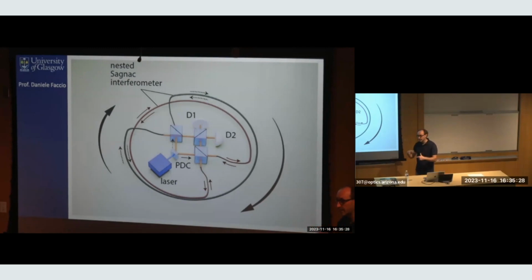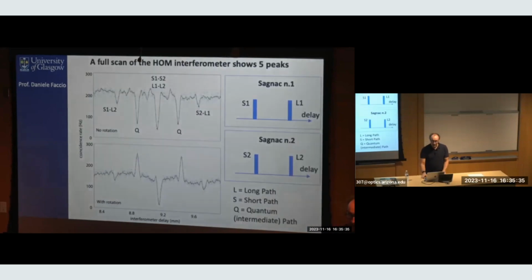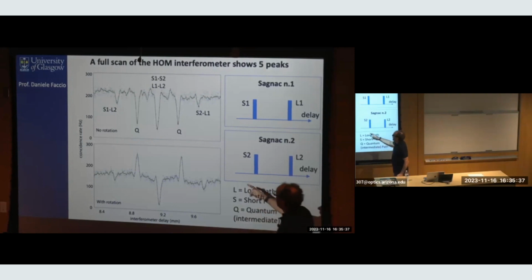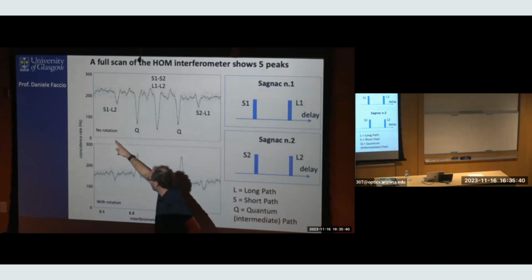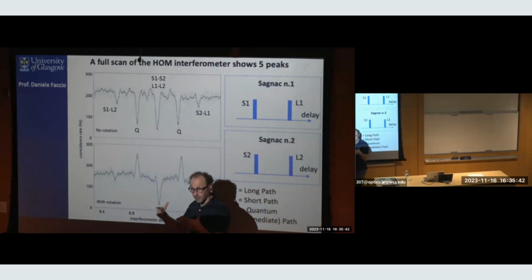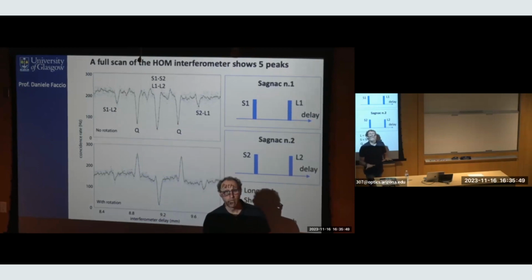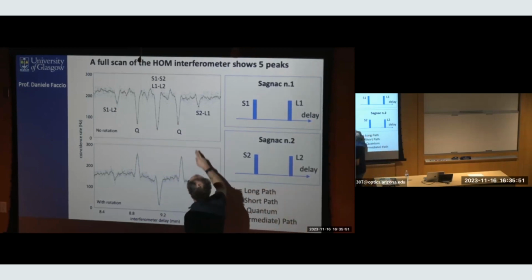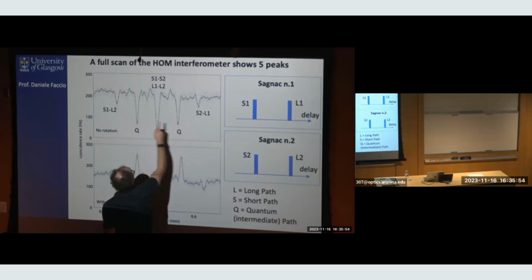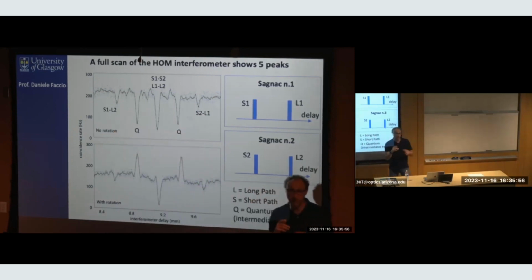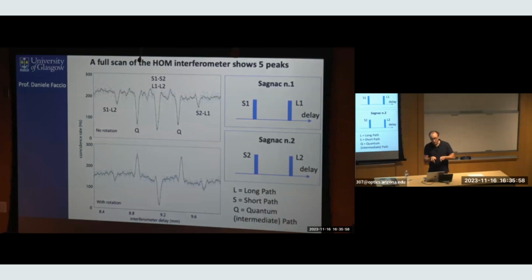So the nested interferometer now is a Sagnac interferometer. As you increase the speed, you'll be increasing the phase shift you get. And what we see indeed is, again, we're scanning the delay here in the Hong-Ou-Mandel interferometer. This is the main Hong-Ou-Mandel dip that you'd expect if there was no nested interferometer. And then you have these side peaks over here, which are just the classical peaks that you expect. So you can have interference with the short path and interference with the long path.